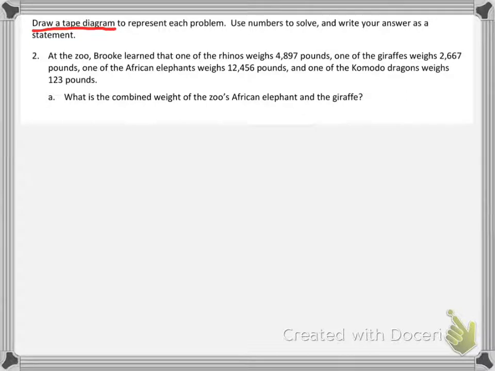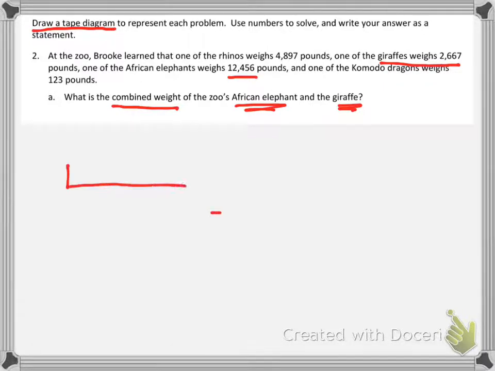The question that we need to focus on is what is the combined weight of the African elephant and the giraffe? Well, the African elephant weighs 12,456 pounds, and the giraffe weighs 2,667 pounds. To make a tape diagram that represents this problem, we're going to make it look like a tape, like I showed you earlier.